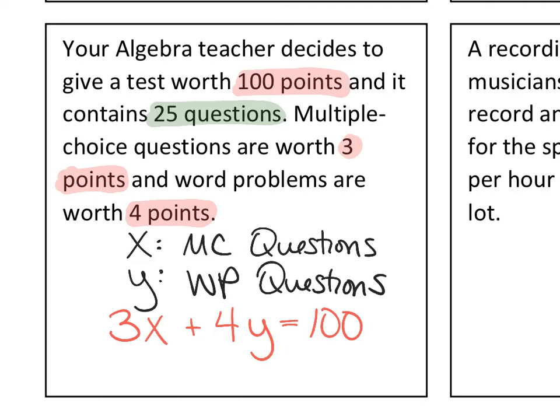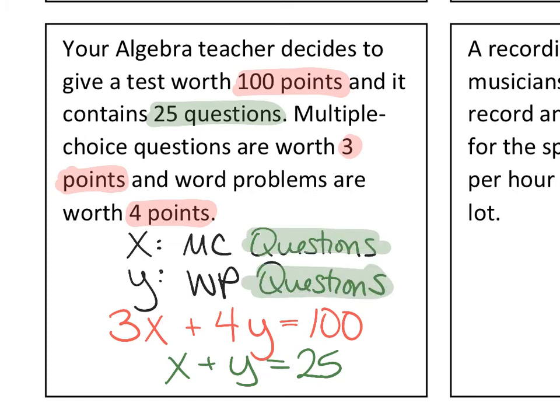And then you want your total. When we write the total, we're just going to add up the total number of multiple choice questions and word problems for a total of 25 questions. That's why when we label these, we label them correctly. I'm putting all of the questions together: multiple choice questions plus word problem questions for a grand total of 25 questions.